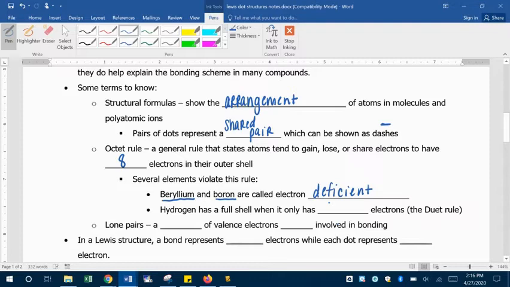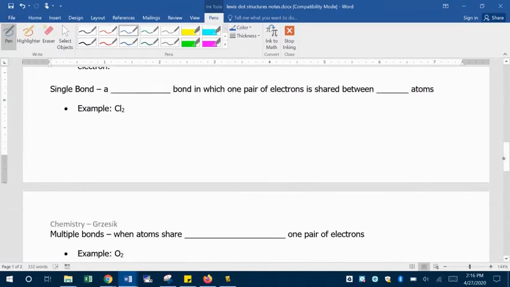So they are okay having less than our 8 electrons. And also hydrogen, because if you think about hydrogen, it is in our first period on the periodic table, and so it has a full shell when it only has 2 electrons. And so hydrogen follows what's called the duet rule.